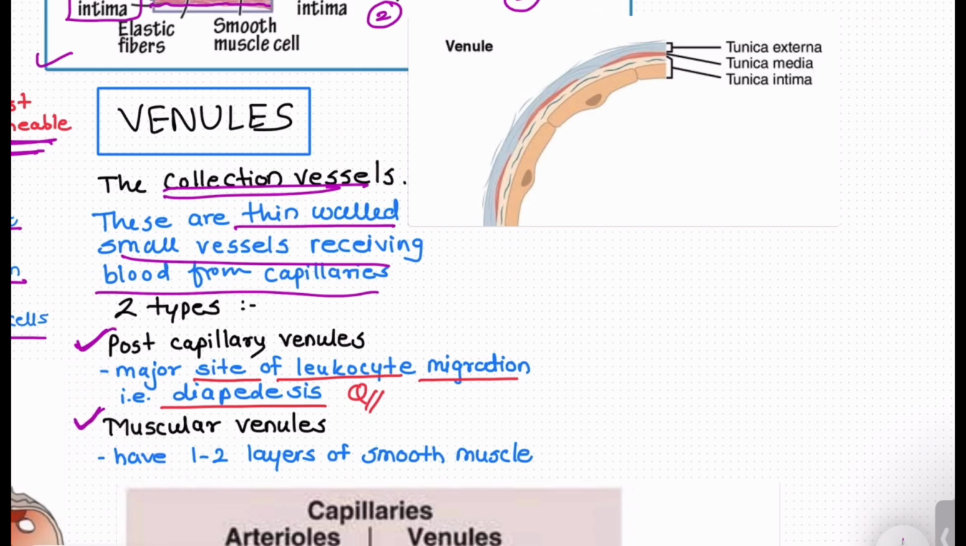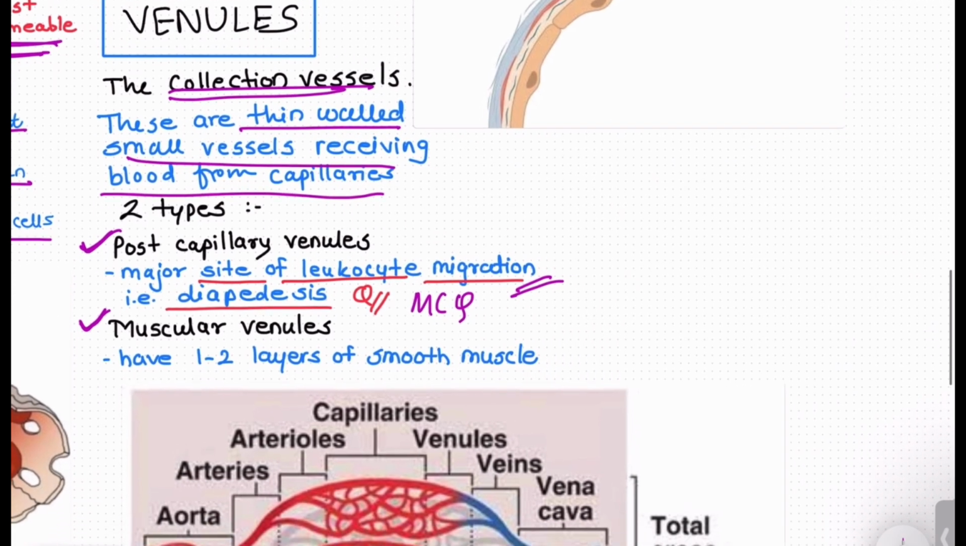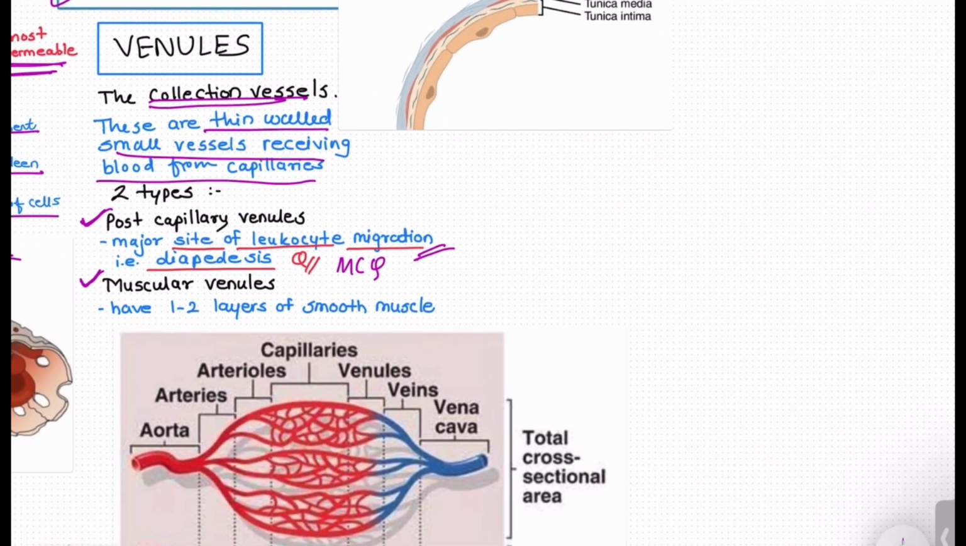Post capillary venules are a major site of leukocyte migration, that is diapedesis. This is an MCQ point. Remember that venules are the major site of leukocyte migration, that is diapedesis. So diapedesis occurs at venules. Then there is the muscular venule. Muscular venules have 1 to 2 layers of smooth muscle.